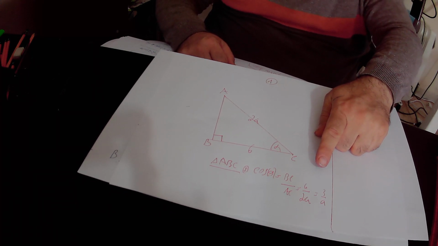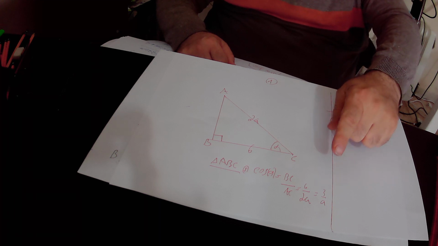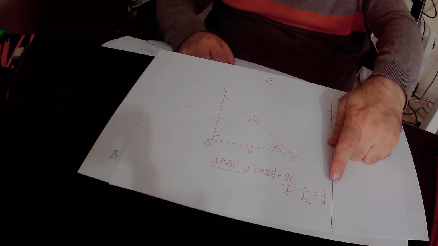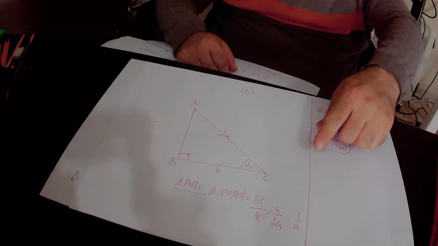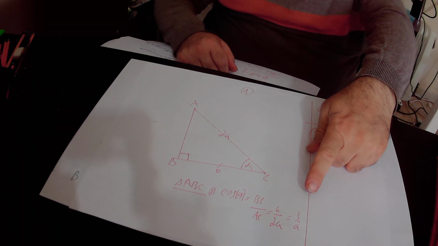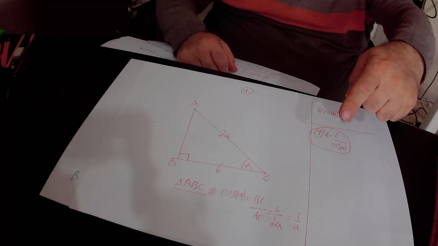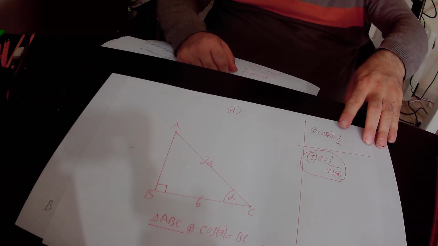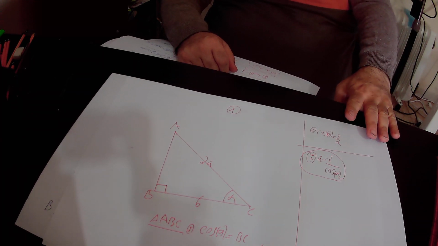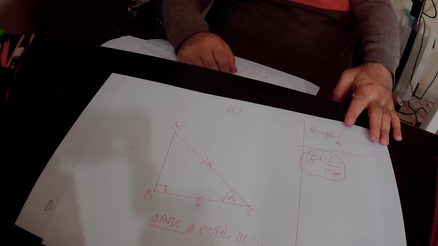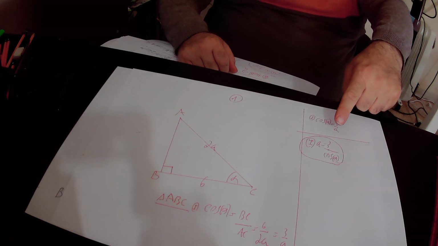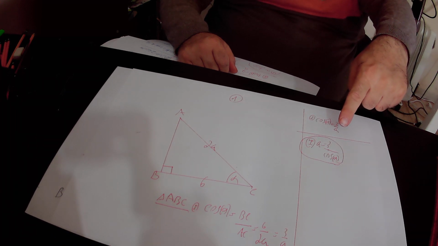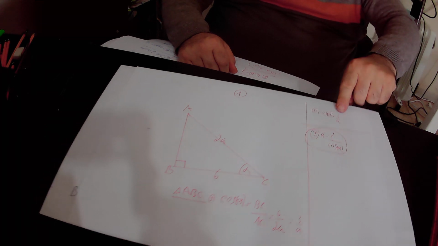We divided both the numerator and the denominator by 2. 6 over 2 is 3, and 2A over 2 is A. So in conclusion, we found out that cosine alpha equals 3 over A. Here we multiplied equation number 1 by A, and then we divided it by cosine alpha, and we found out that according to equation number 1, A equals 3 over cosine alpha.